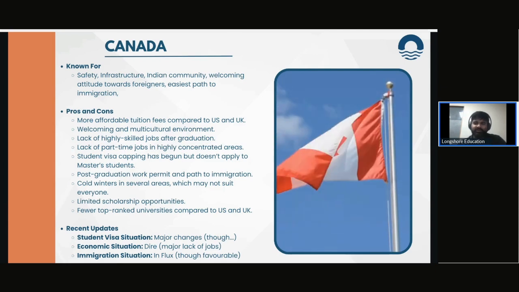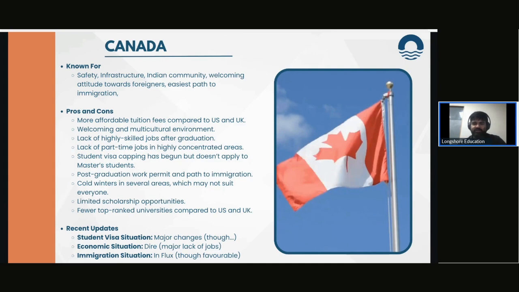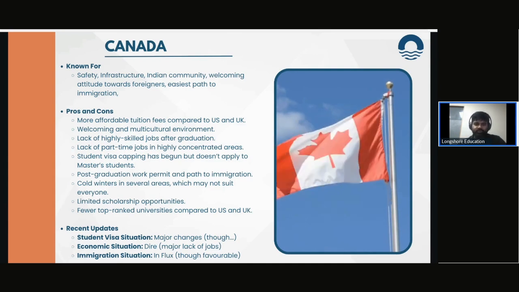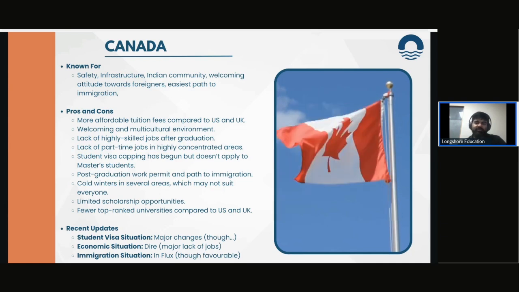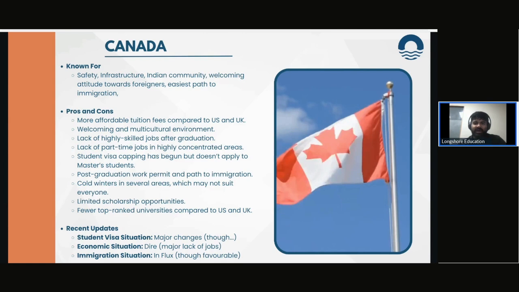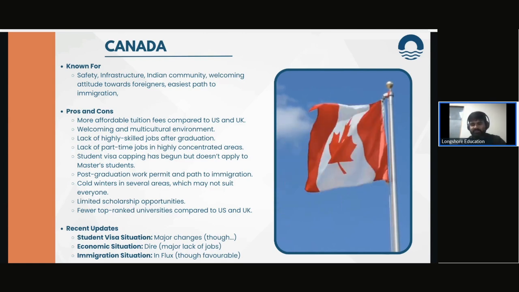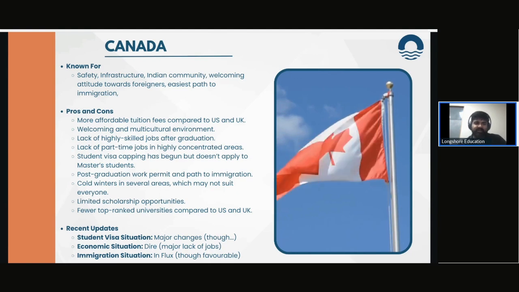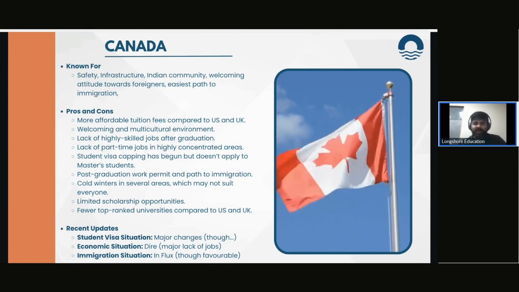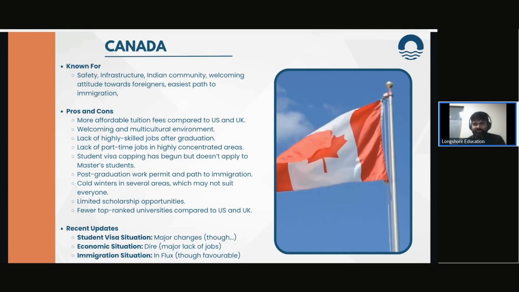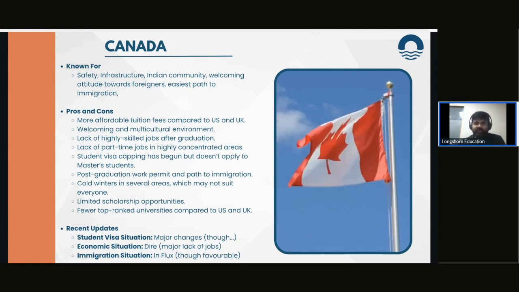In fact, recently there was this update where a 50-year-old man who was there in Canada got a student permit. So they have got some loopholes in the application and visa process, where they have allowed students from various paths to come into the country. And this has resulted in a lot of low-skilled migration and lack of highly skilled jobs after graduation. The tuition fees are slightly better compared to the US and UK, but the student visa capping has begun.